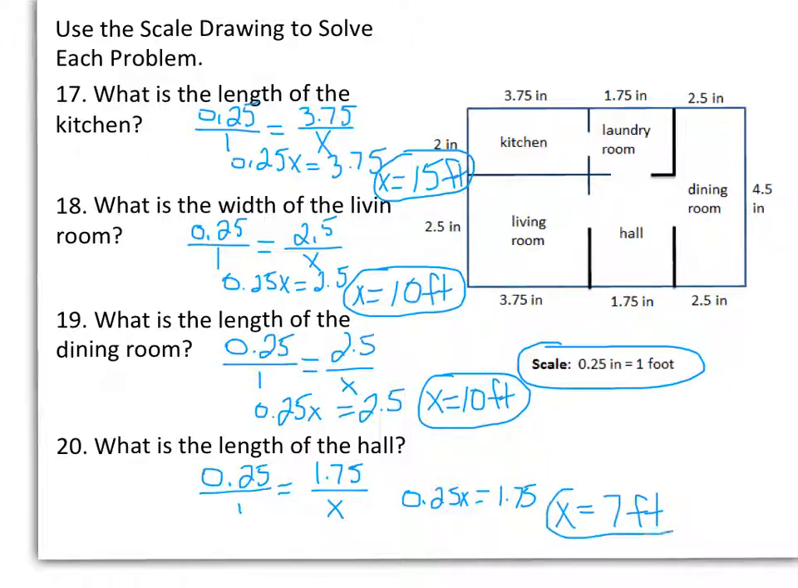Okay, and that's the end of our first lesson in Chapter 7 on ratios and proportions.